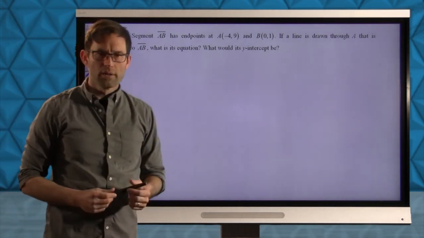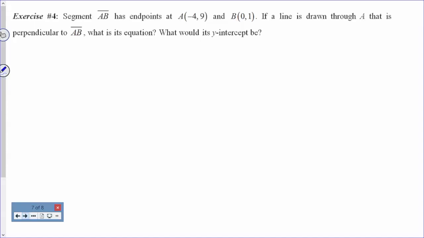Exercise number 4, a little bit more involved here. Segment AB has endpoints at negative 4, 9 and at 0, 1. If a line is drawn through A, that's important, that is perpendicular to AB, what is its equation? What would its y-intercept be?